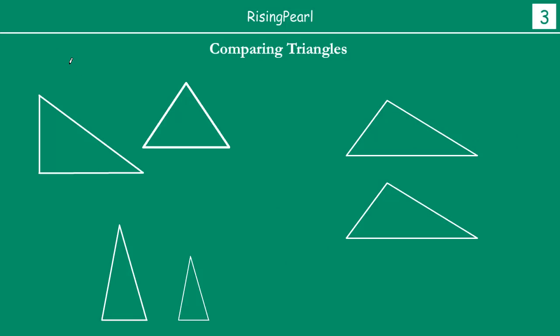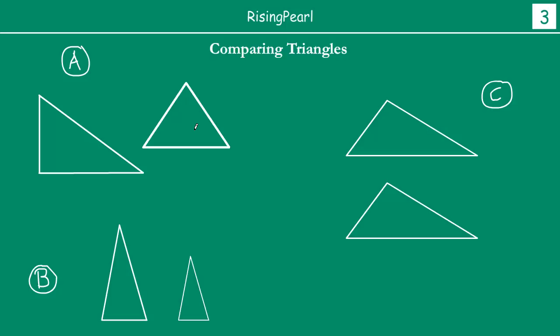Here, let's call this figure A or figure 1, this figure B, and this C. I have two triangles, or a pair of triangles, in each of these figures. So what do you think about these two triangles? Do they look the same? Are they equal? Is one greater than the other?